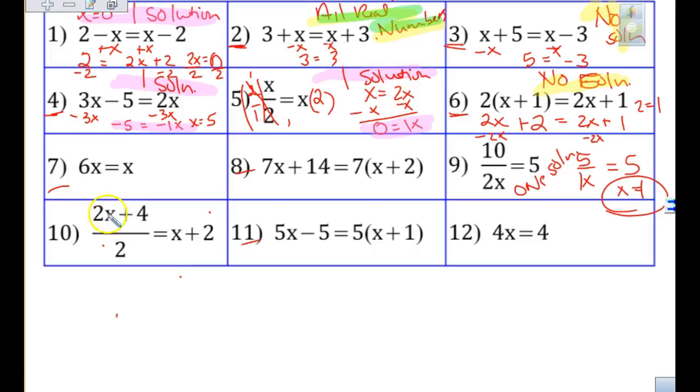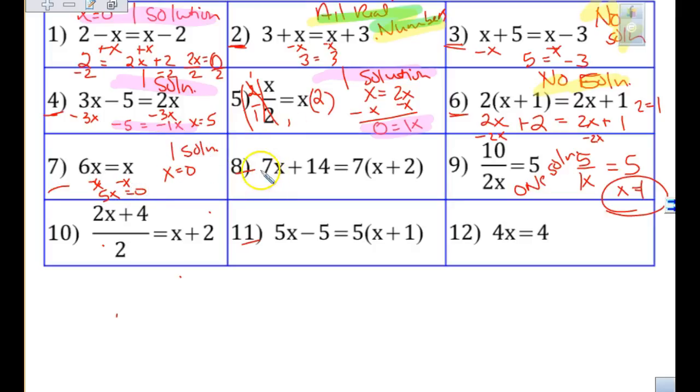Number 7. As I look at number 7, Robin, what are you going to do to start solving number 7 then? Minus x. How many solutions did you have? 1. The answer was x equals what? X equals 0. By subtracting x, we have 5x equals 0. So we have 1 solution.